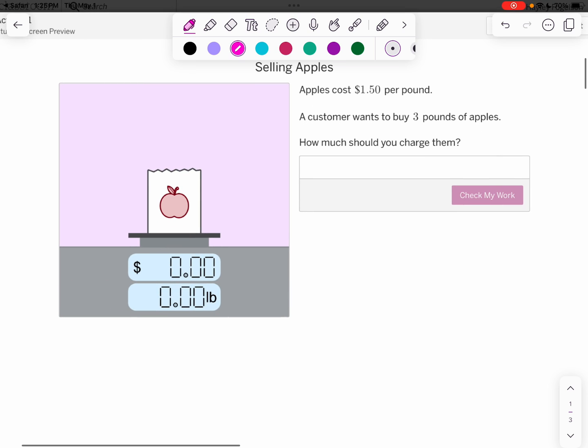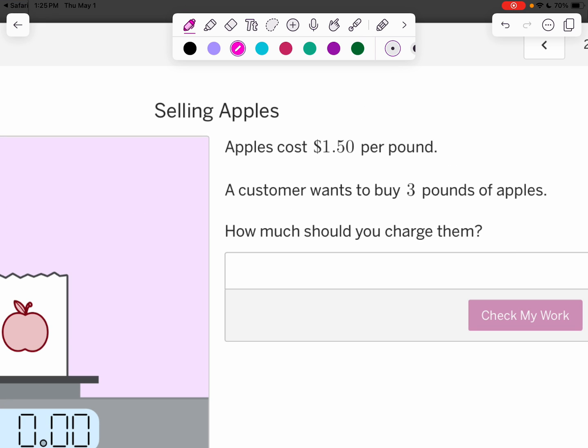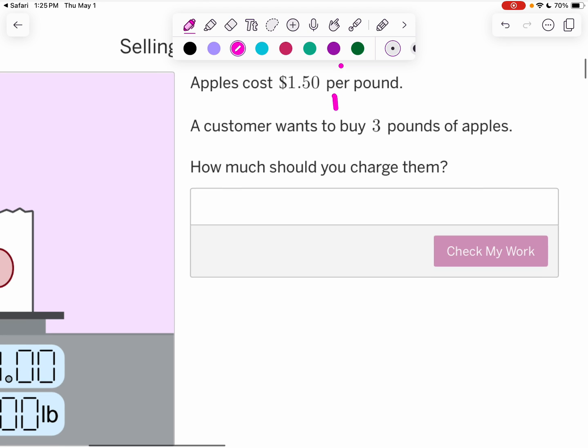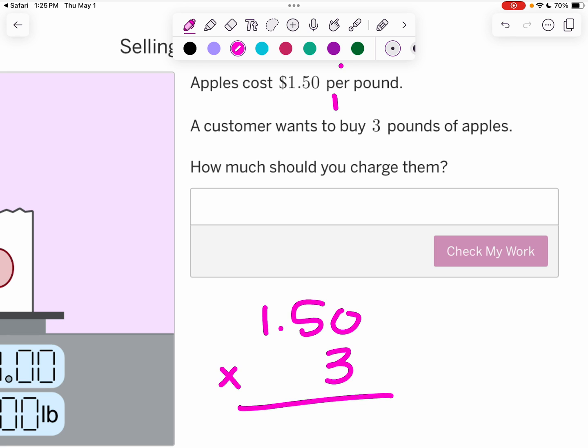All right, next one. Apples cost $1.50 per pound. A customer wants to buy 3 pounds of apples. How much should you charge them? One thing that we haven't really talked about is the word per. We talked about how it means 1, but it also means multiply. So if it costs $1.50 for 1 pound, and I want 3 pounds, I need to multiply it by 3.